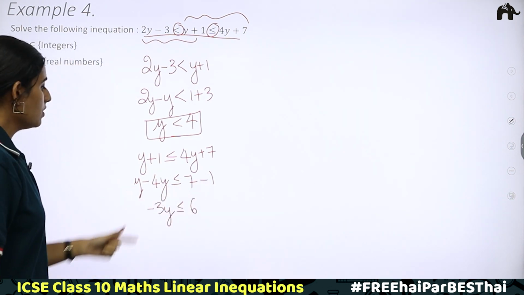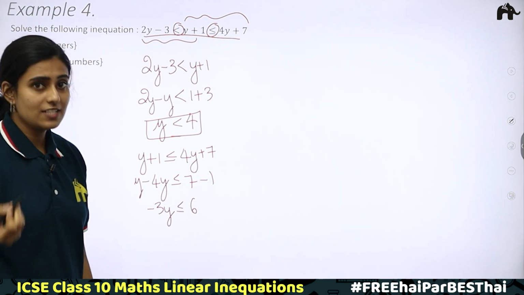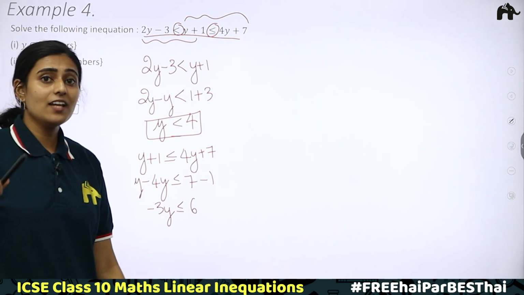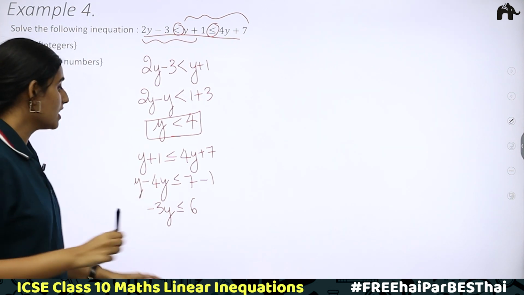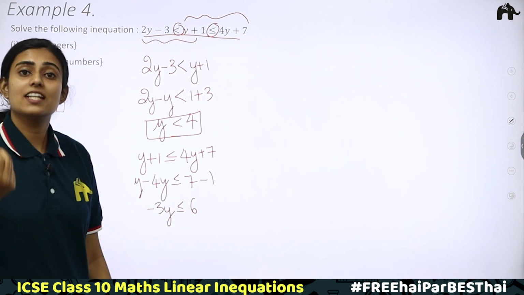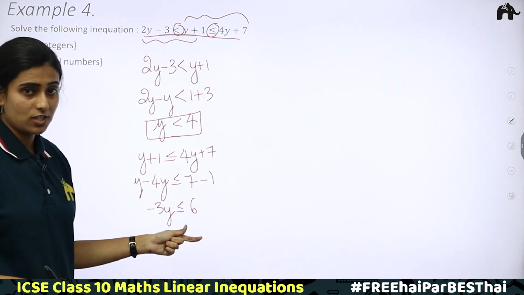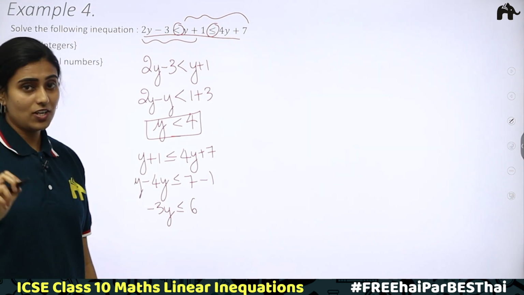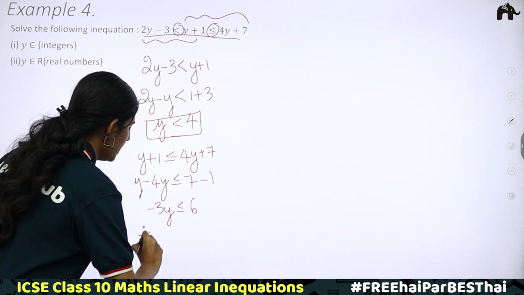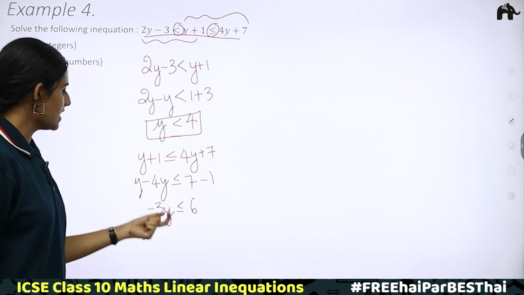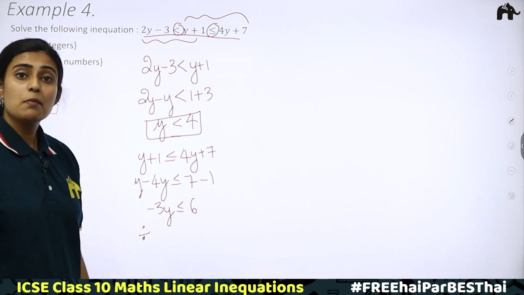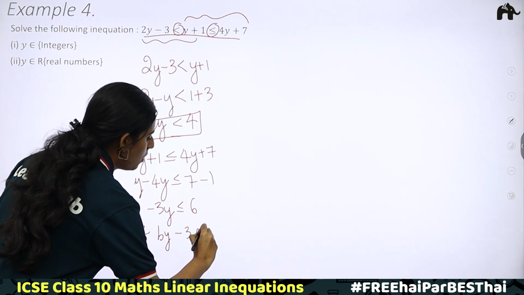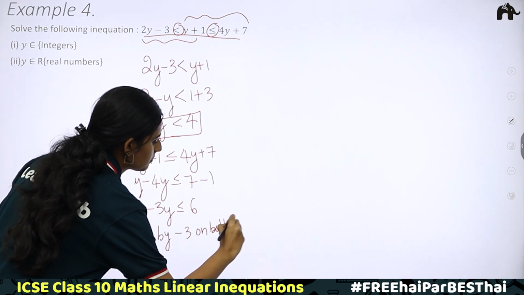Okay. Now, if I am dividing with a negative number, we had a rule. We have to follow that rule. When you multiply or divide with a negative number, the inequality reverses. Here we have less than or equal to. So if I am dividing with a negative number, it becomes greater than or equal to. To get y, I should divide with minus 3. Dividing by minus 3 on both sides.